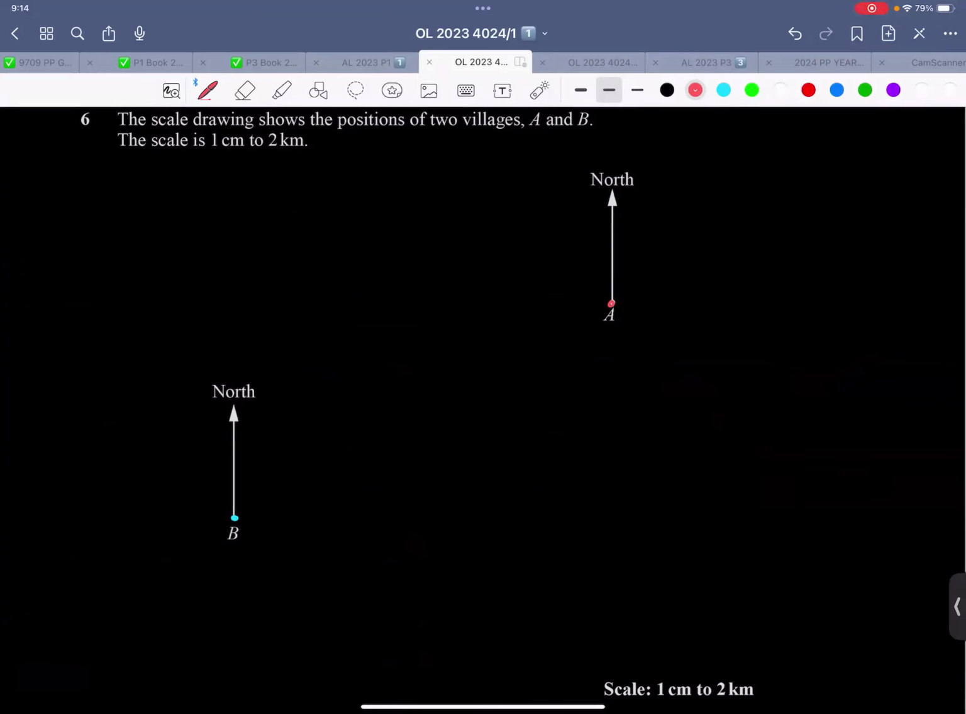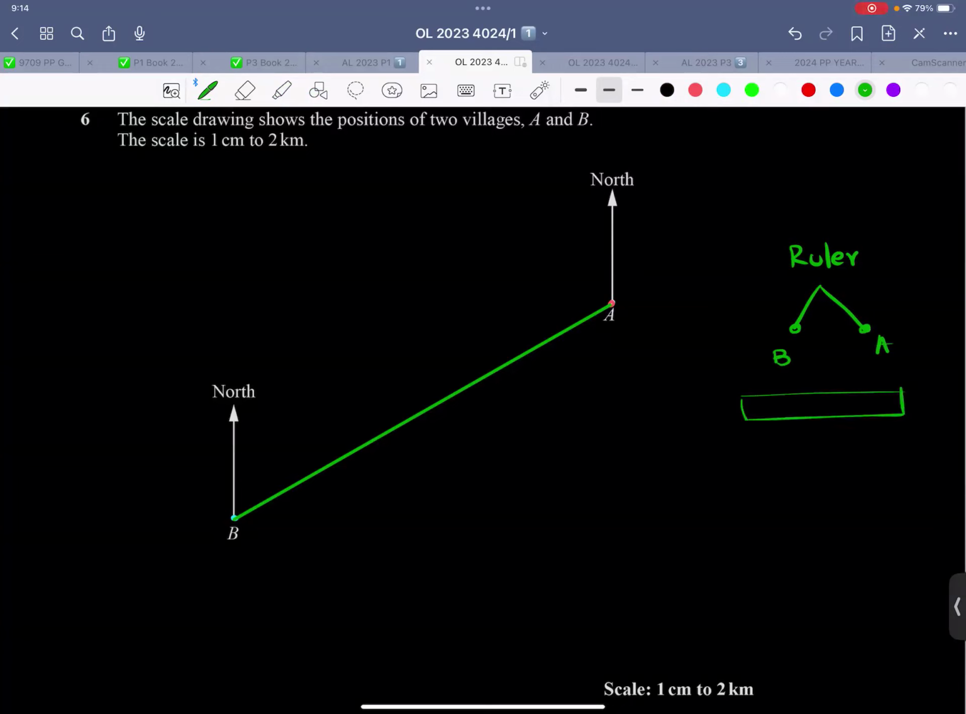So let's say, if I use a ruler and join these 2 points, let me join these 2 points like this, starting from here, going all the way here. Once these 2 points are joined, I'll put one metallic edge on B, the pencil edge on A, or vice versa, then I'll put it on a ruler and I'll get the answer in centimeters. Let's say this answer is 8.5 centimeters, just a rough estimate.